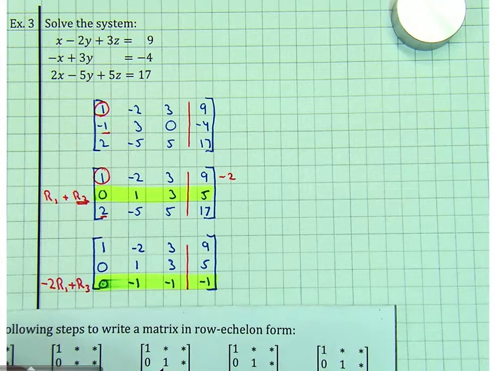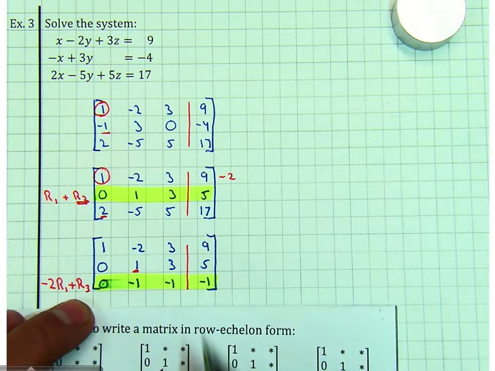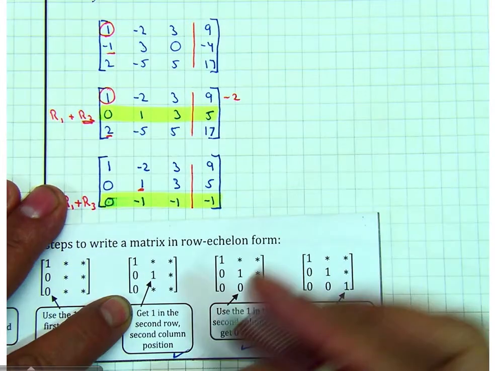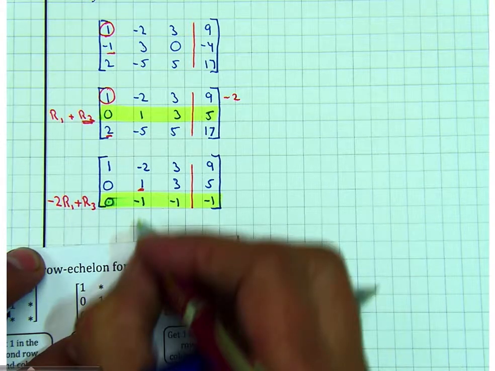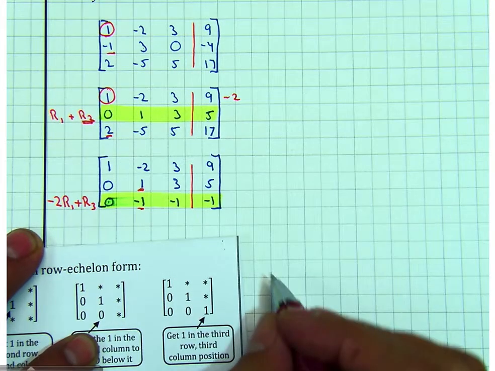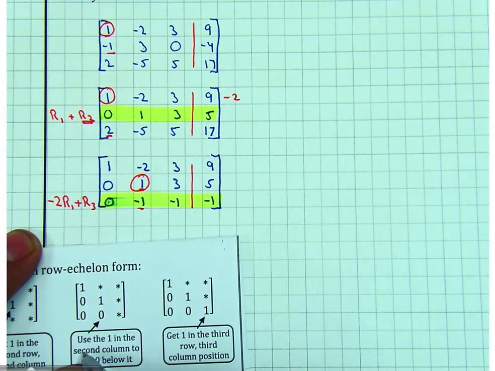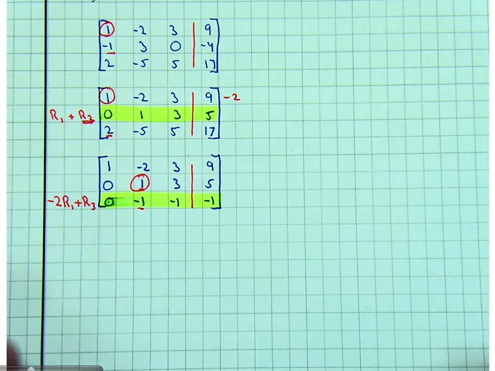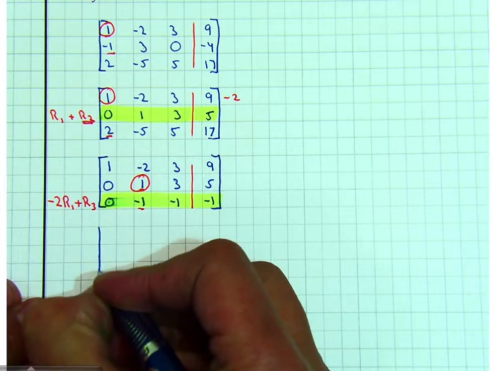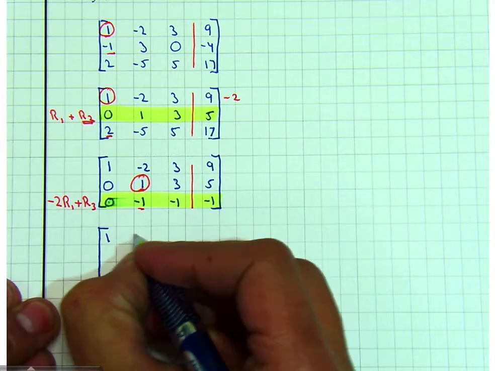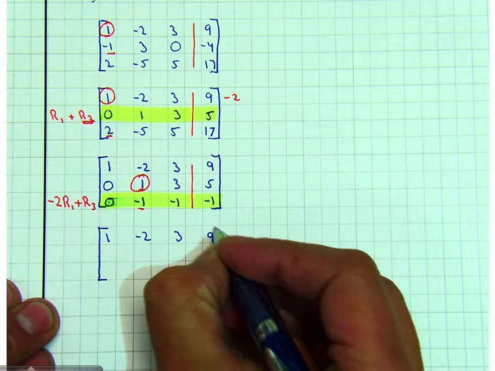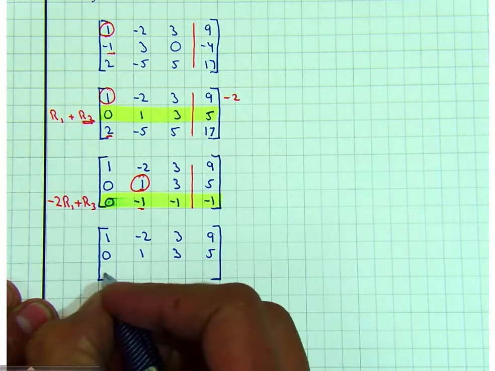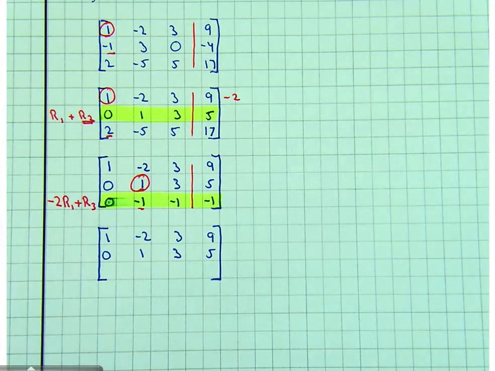Step number 3 is to make this a 1, which is already 1, and sometimes that will happen. Step number 4, I want to make the number underneath a 0. So I'm going to use the one in the second column to make that a 0. Therefore, my third row is the only one that's going to change. My first row stays the same. My second row stays the same. My third row will be the one that changes.